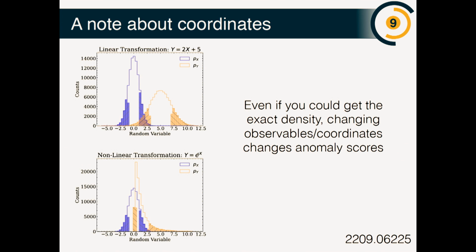So this is a super trivial example. Let's say you have two Gaussians. If I apply a linear transformation to the Gaussians, like on the top left, say my x are my Gaussians, and I apply 2x plus 5. Okay, so I just moved them around. That doesn't do anything. What's anomalous is still anomalous, because it's a linear transformation.